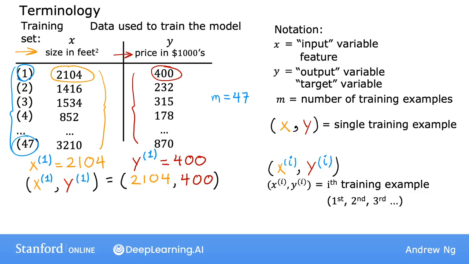Just a note, this superscript i in parentheses is not exponentiation. So when I write this, this is not x squared. This is not x to the power of 2. It just refers to the second training example. So this i is just an index into the training set and refers to row i in the table.